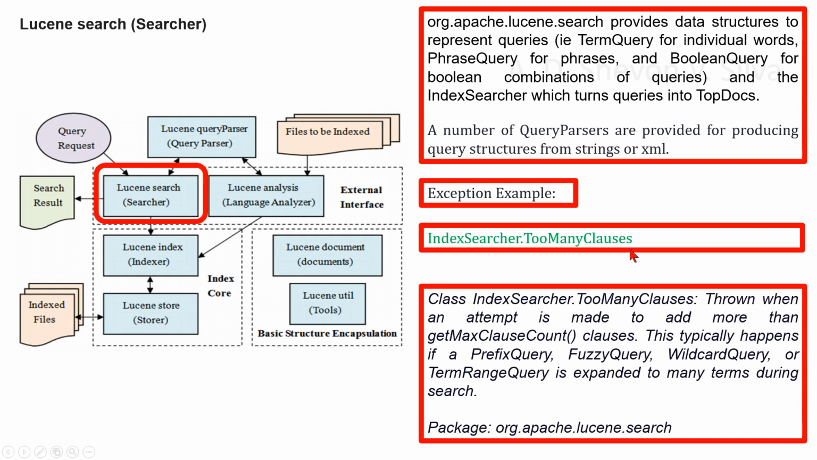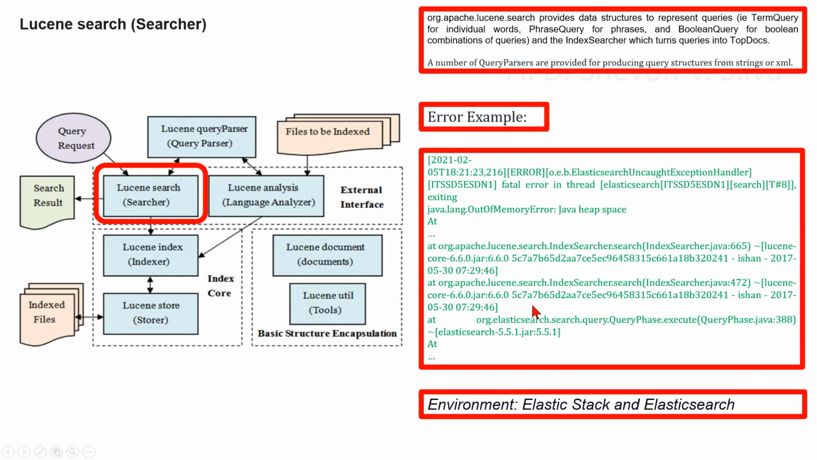org.apache.lucene.search. As an error example, we can consider this error: o.e.b. ElasticsearchUncaughtExceptionHandler: fatal error occurred in thread, and so on. And here at org.apache.lucene.search.IndexSearcher.search, IndexSearcher.java 665, etc. This occurred in the environment with Elastic Stack and Elasticsearch.